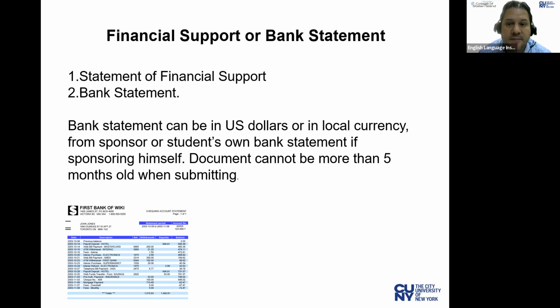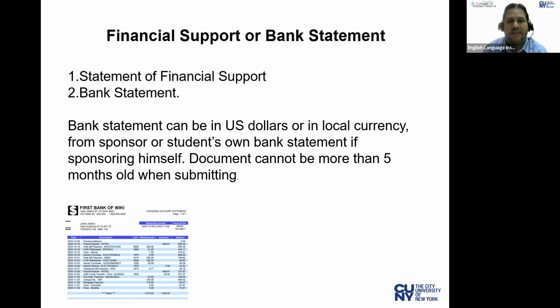Usually the sponsors are the parents, but sometimes students are going to live with any relative, and the relatives are the ones that are supporting the expenses. So they can send the bank statement. So it doesn't have to be in the student's name. And this document cannot be more than 5 months old, at least in our school. In other schools, it can be more or less than 5 months, and that is different. So it depends on the school. All right. In our school, the bank statement cannot be more than 5 months old. So that would be the bank statement.